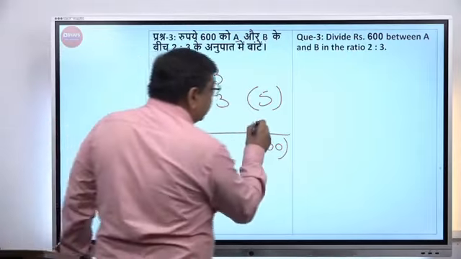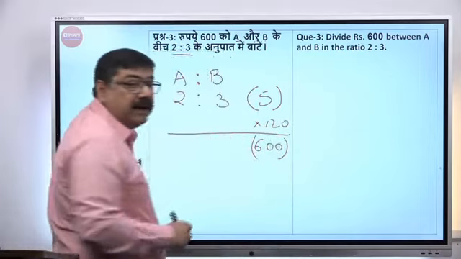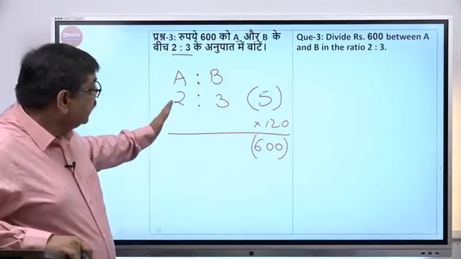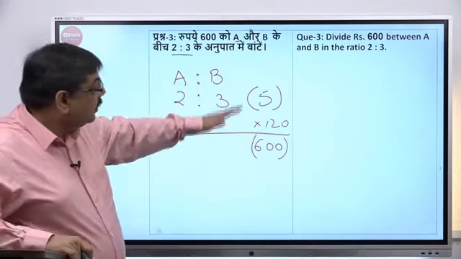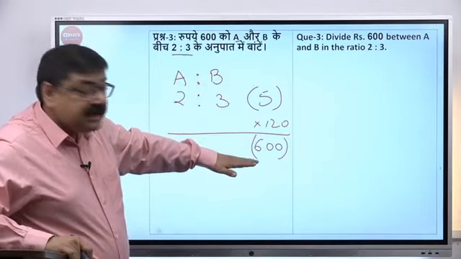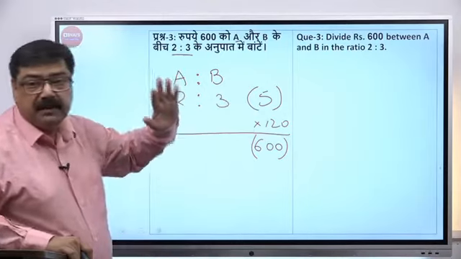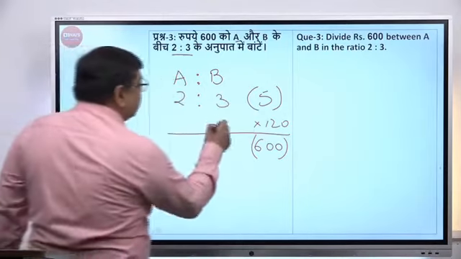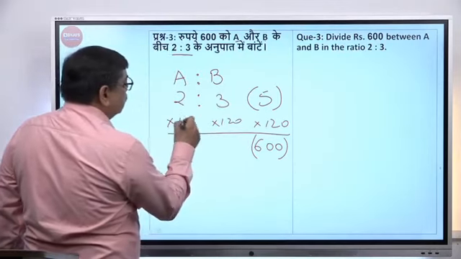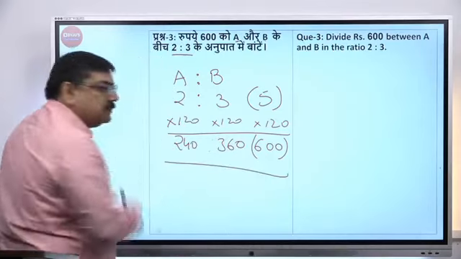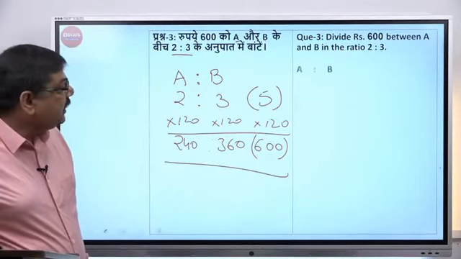Okay. What do you get? You get the multiplier, that is 120, which is that multiplier x, you know, because this is 2x is to 3x. This is 2x is to 3x, the total is 5x. If 5x equals 600, then how much will x come out to be? Equal to 120. Alright? So you multiply the same number here. Nothing you have to do. So this is 240 and this is 360. This is your answer. Done. Let's go ahead to the next question here.